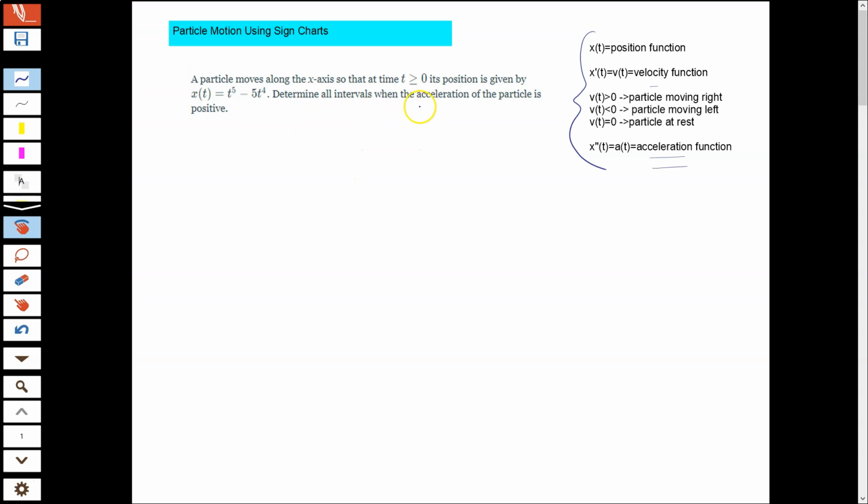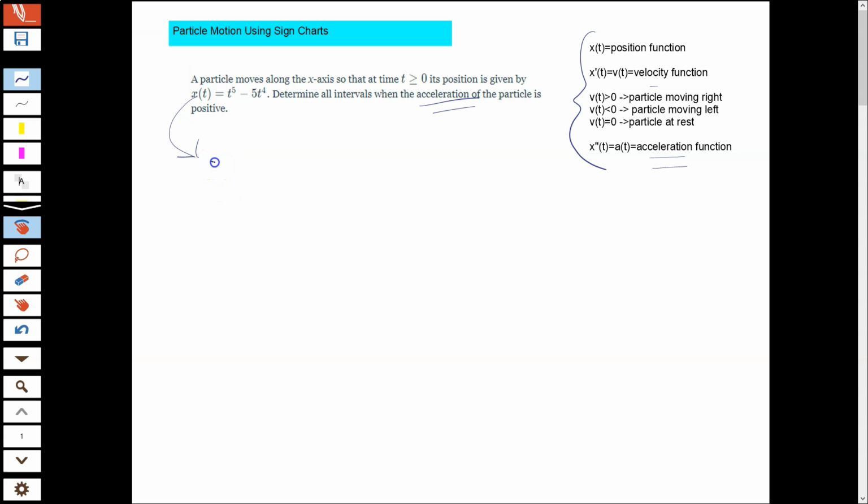This is an easier one. We'll tackle a harder one here in a second. So we want to know all of the intervals when the acceleration of the particle is positive. Okay, so let's see, we have x of t. We're going to take the derivative. We want acceleration, so we're going to take the derivative twice.